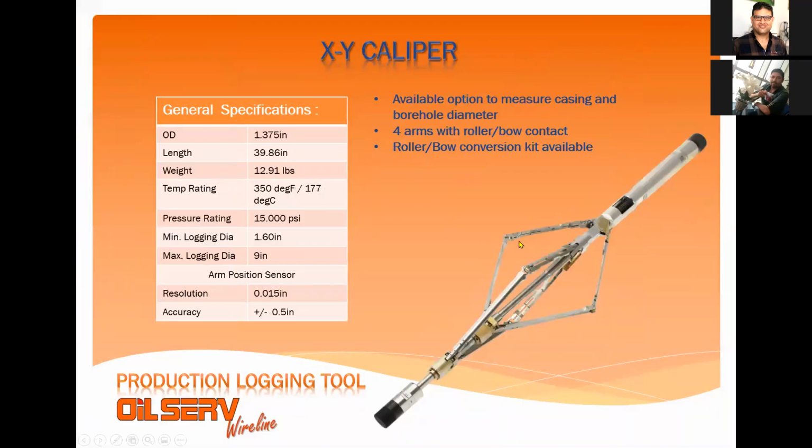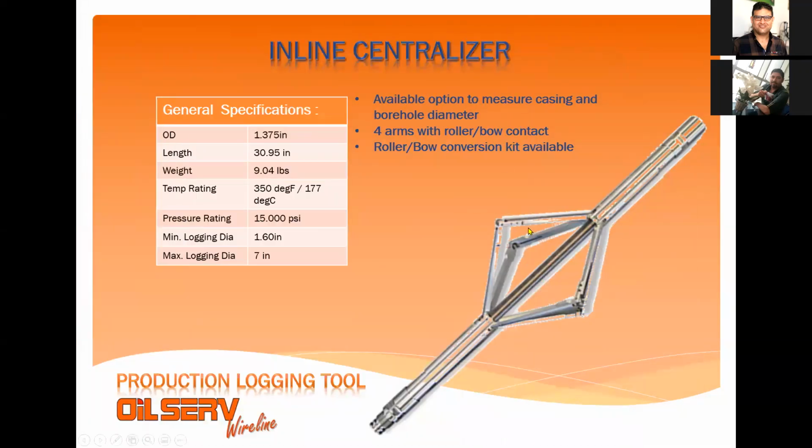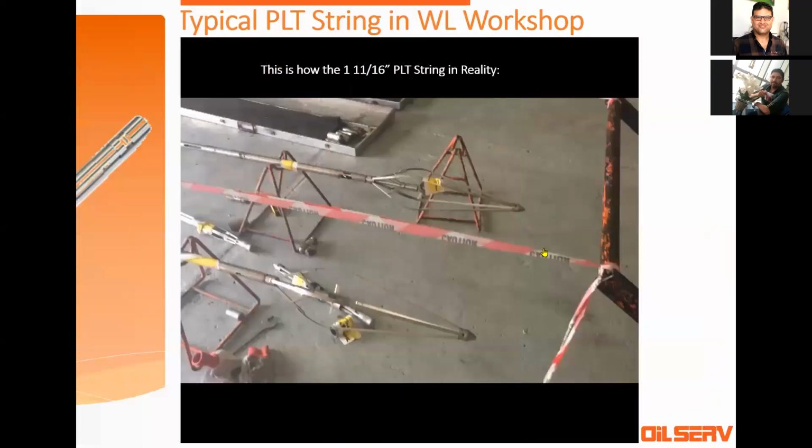This is the XY caliper, which records the inner diameter, X and Y. So two arms in the X direction, two arms in the Y direction. And these are the centralizers. You can see there is a roller here. So this is a roller centralizer.